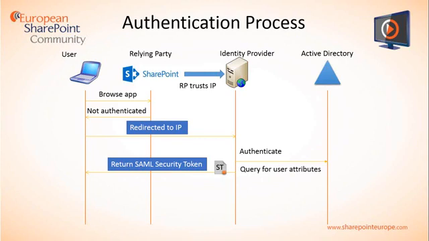So the user's browser gets the SAML security token back, and it submits that to the relying party, in this case SharePoint. SharePoint says, hey, I trust that token because I've got a trust relationship with that identity provider, therefore I can return the page back to you.